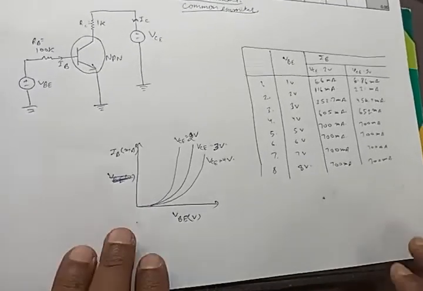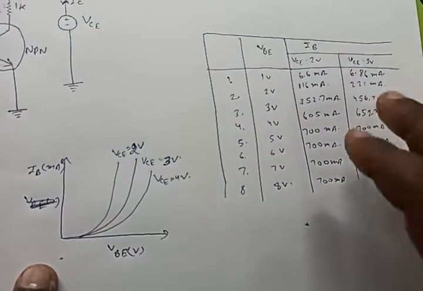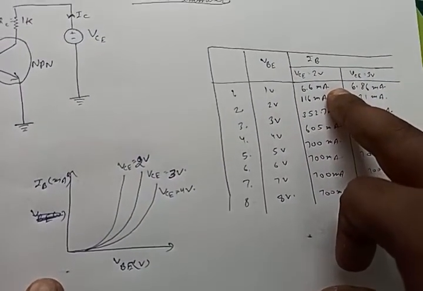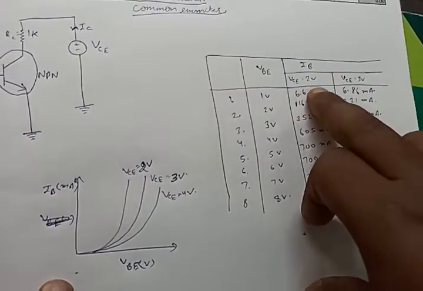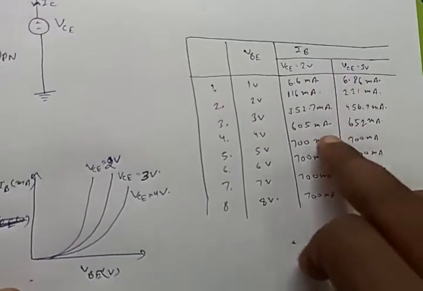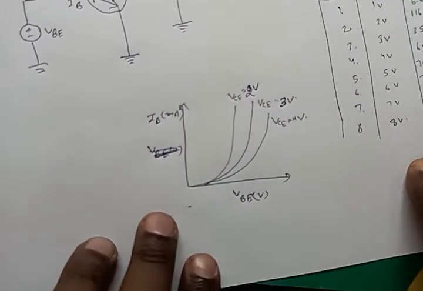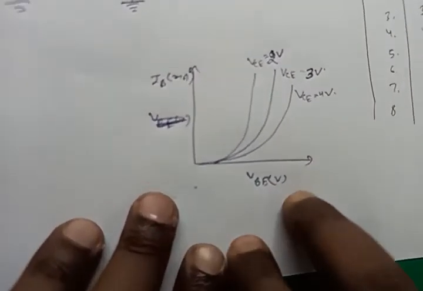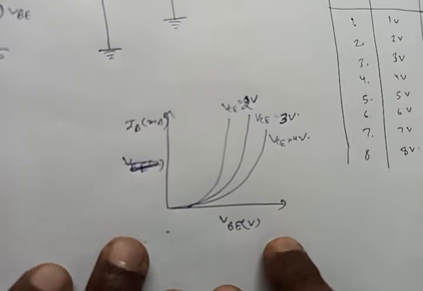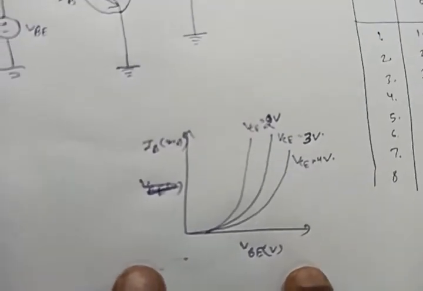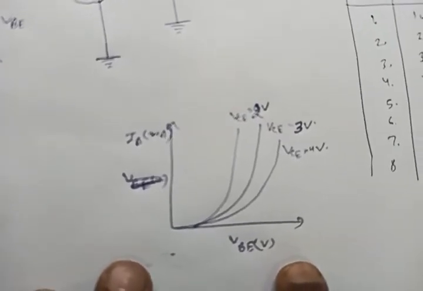So we have VBE and we have the corresponding values of IB, with VCE constant, here 2 volts and here 3 volts. With these values you will get this type of curve. It is our input characteristics curve of a common emitter NPN transistor. Okay, thank you.